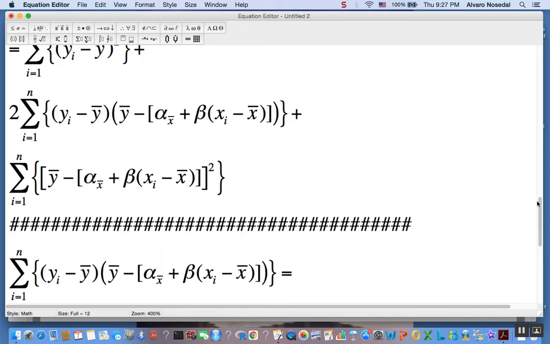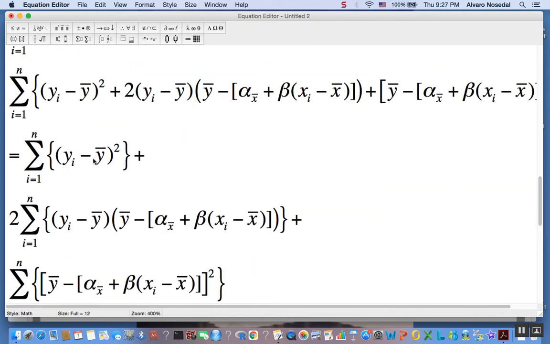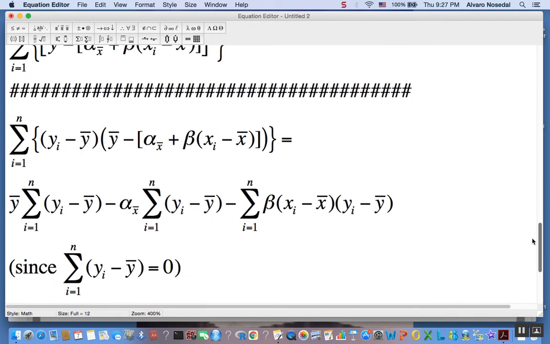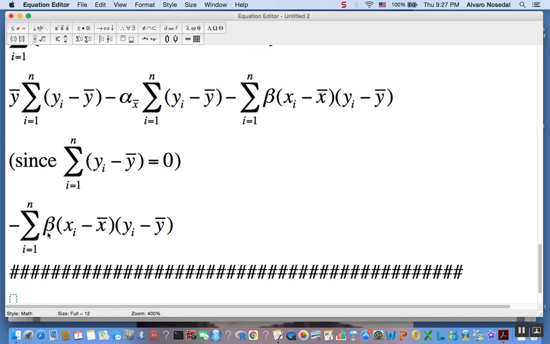So this one we said we were going to leave untouched. This one we have already dealt with, right? This one now, it looks so much better. This is just going to be negative summation of beta times xi minus x bar, yi minus y bar, right? And we can actually factor this one out just like that. Okay, so now this one looks nicer, right?